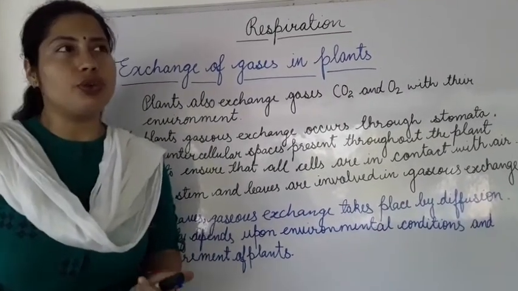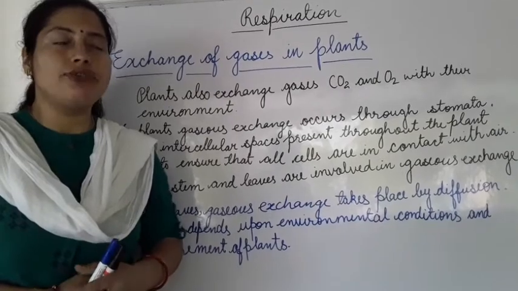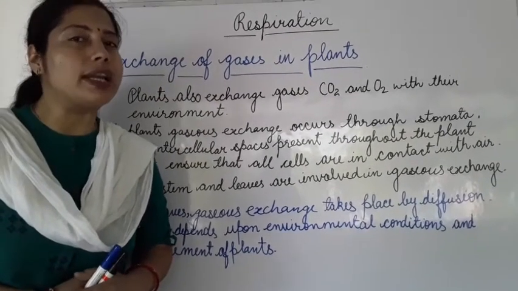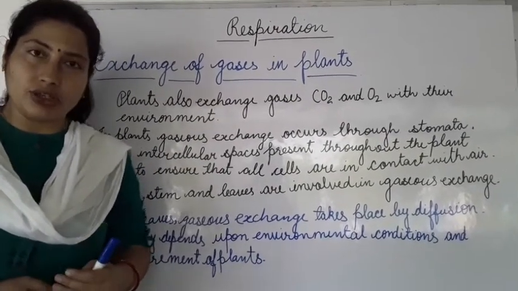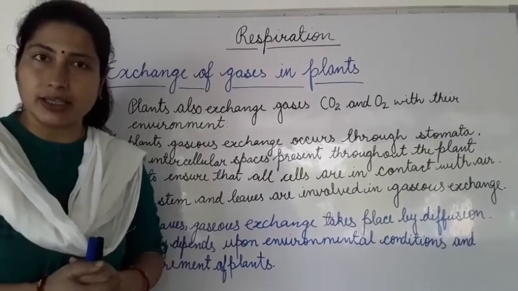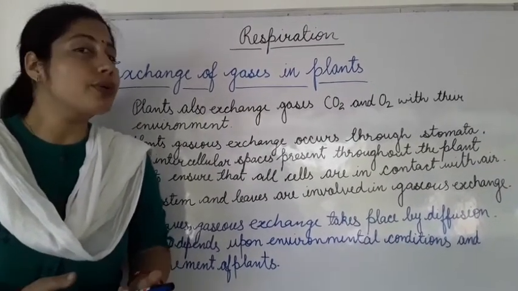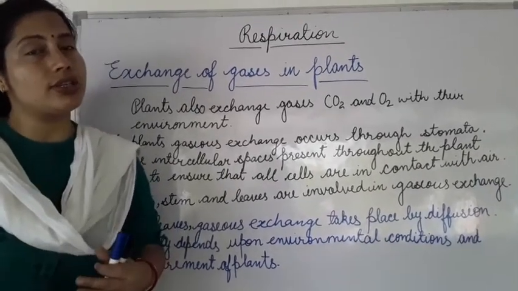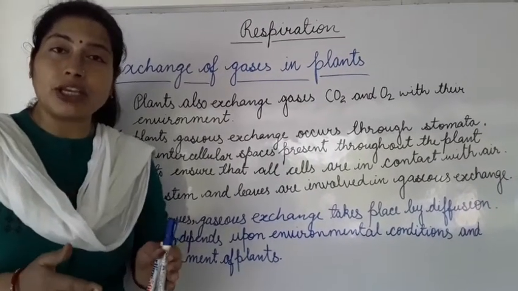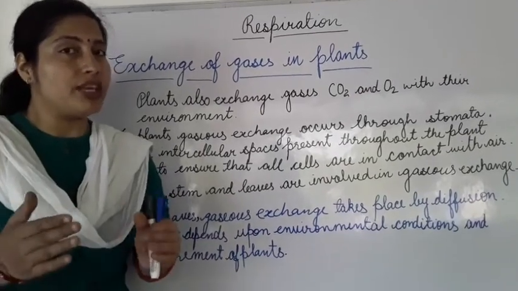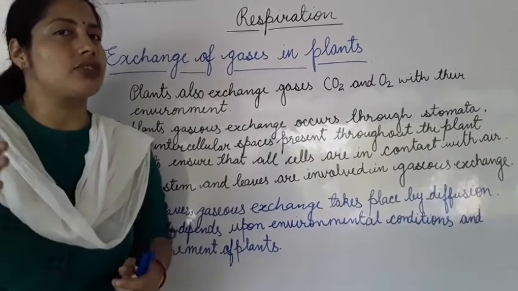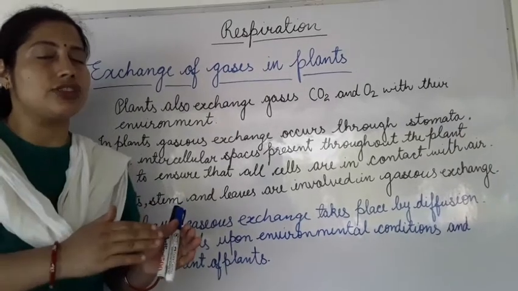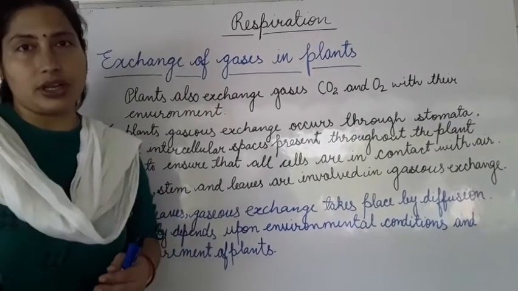So what is diffusion? Diffusion is a spontaneous process in which exchange of molecules takes place. And what are these molecules? Like carbon dioxide and oxygen. So molecules of carbon dioxide and oxygen are exchanged from the region of higher concentration, meaning wherever their concentration is higher, from there they are exchanged to the lower concentration.